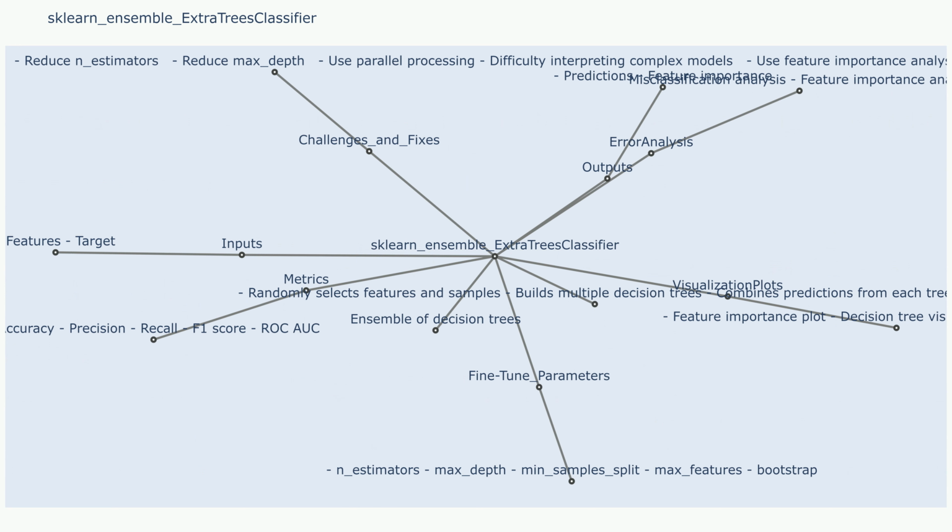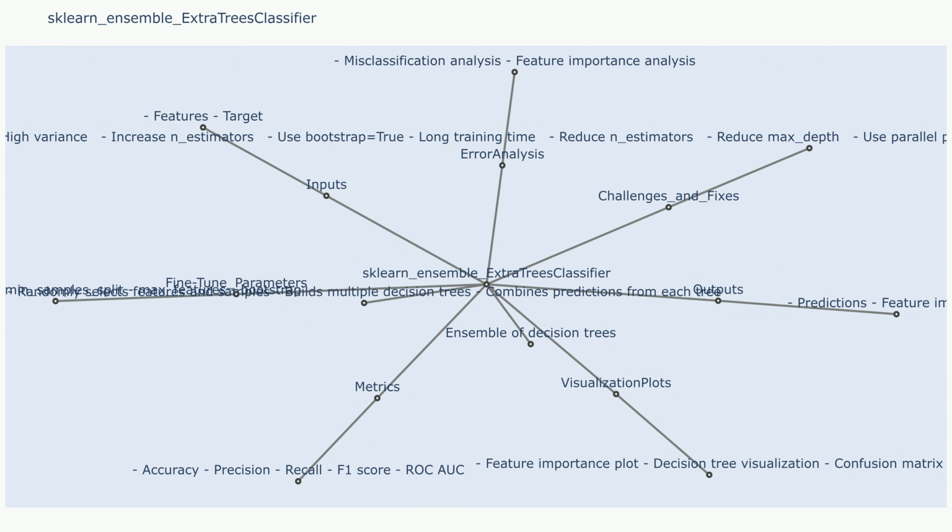Fixes to challenge 2: increase the number of trees in n_estimators to reduce the impact of individual tree variance. Increase the number of features, max_features, to improve the diversity of the trees in the ensemble. Use bootstrap aggregating, or bagging, to create multiple subsets of the training data and train trees on each subset, further reducing variance.